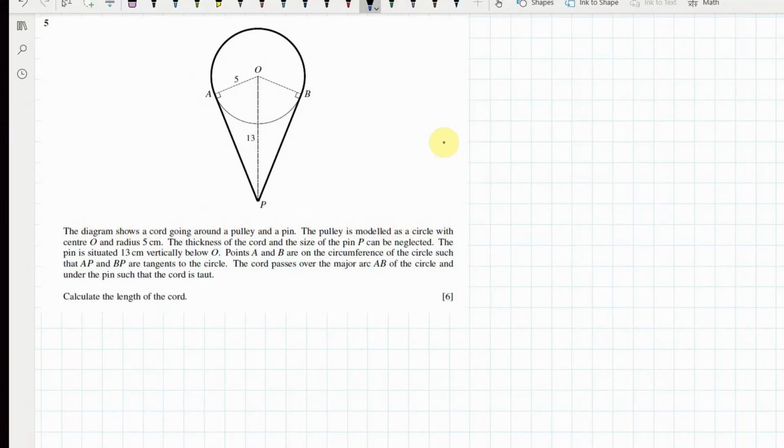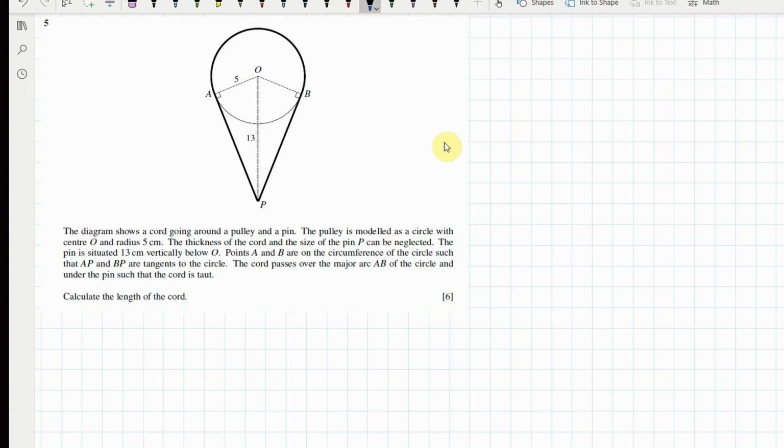Alright team, we're carrying on with our review of our prelim examination, and we are looking at this question 5 here. This is obviously a bit of circular measure. Can I just remind you guys that when you're doing circular measure you do need to use radians. That is really kind of expected at this level.